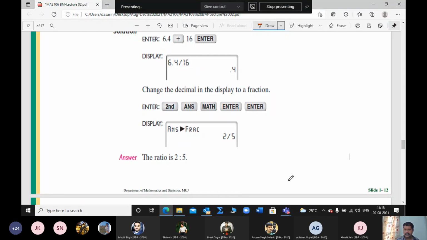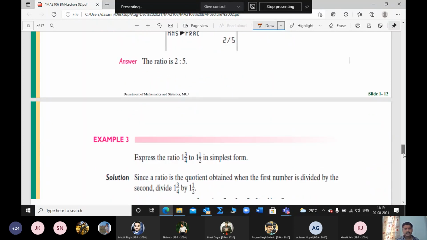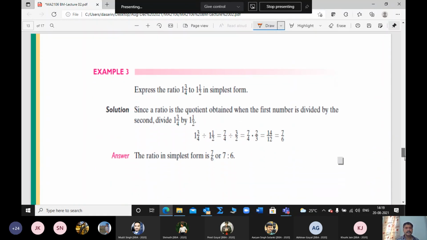So I think I could go ahead to the next example. Yeah. So there is a mixed fraction. There is a concept of mixed fraction. So how to see these mixed fractions? Whenever you see this kind of fractions, one and near to the one, there are two numbers, 3 divided by 4, like 1 1/2, 1 3/4, like this. These we used to call the mixed fractions.